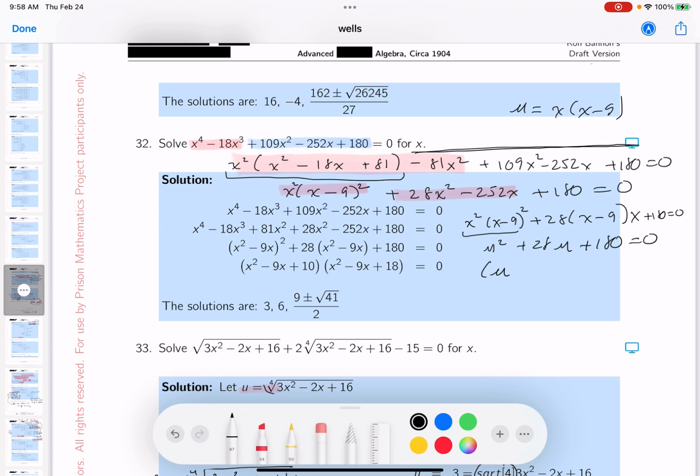What do I see? u plus 10, u plus 18 equals 0. You get 28 in the middle, you certainly get 180. So you get u equals minus 10 or u equals minus 18. Now granted, you may think you're done. You're not done. You just found out what u is in the problem.